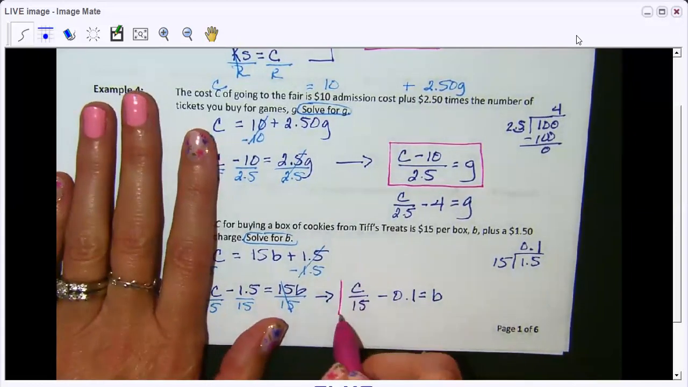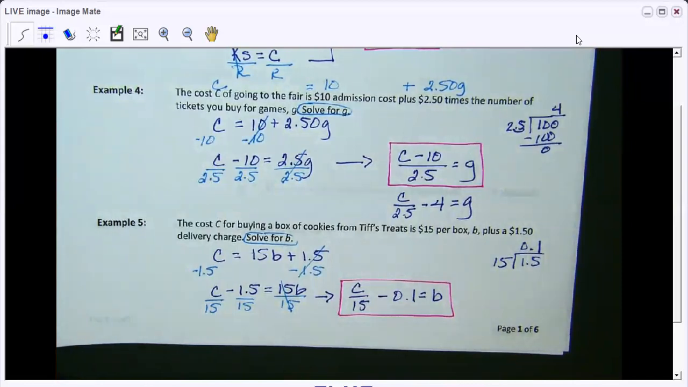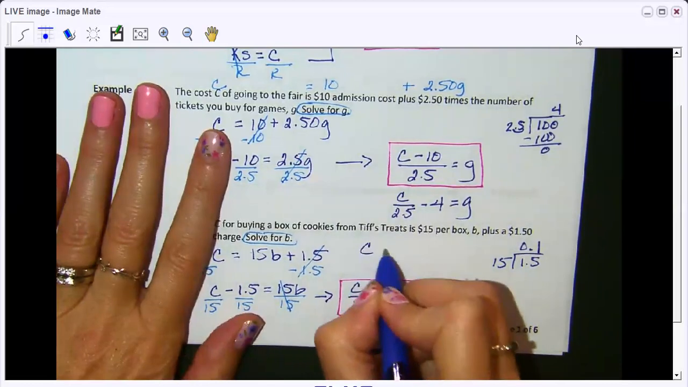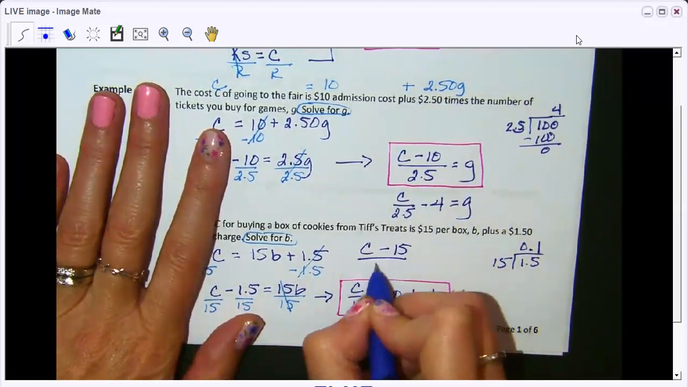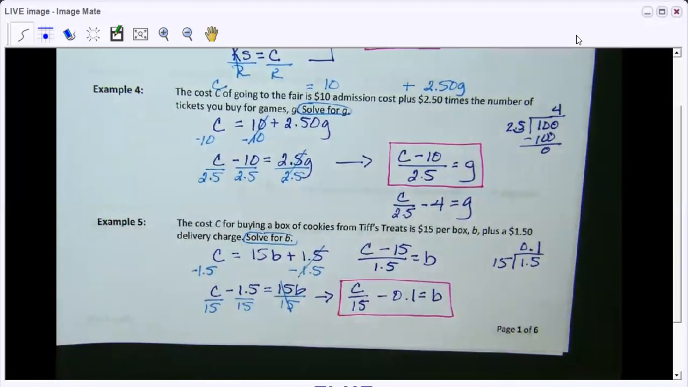So are there any questions on this? That's why we have 6 pages of practice. Yes. Oh, no, that would also be correct. Mhm. So Asher just said he wrote it as C minus 1.5 over 15 equals B. Either one of these I would take. Okay.